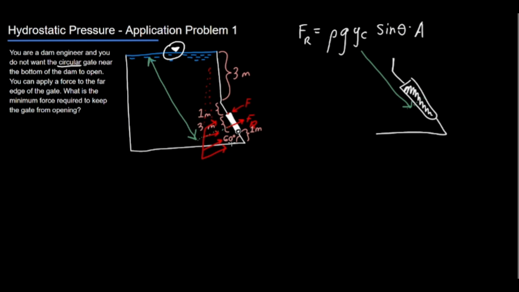And so we know that this is at 60 degrees, and this is YC. This is YC as well. And so we need to solve for that. We can solve for that pretty easily. And we're going to need the height under the water that the centroid resides at.